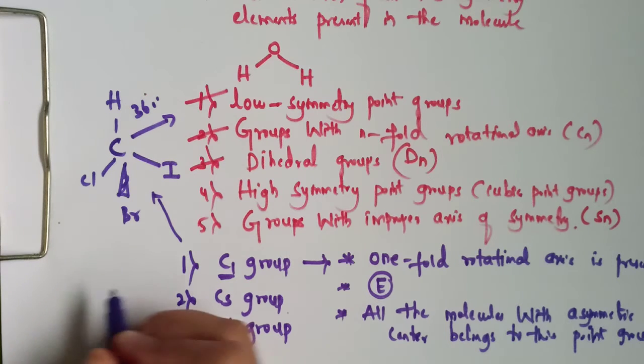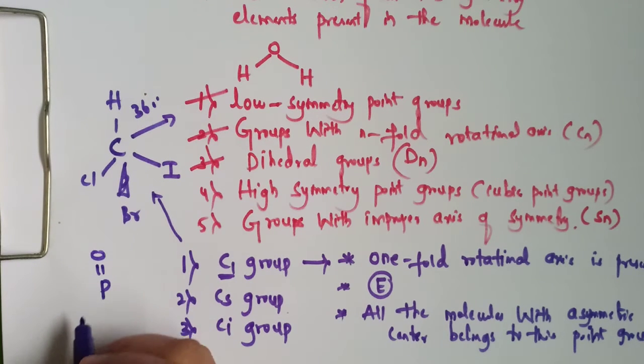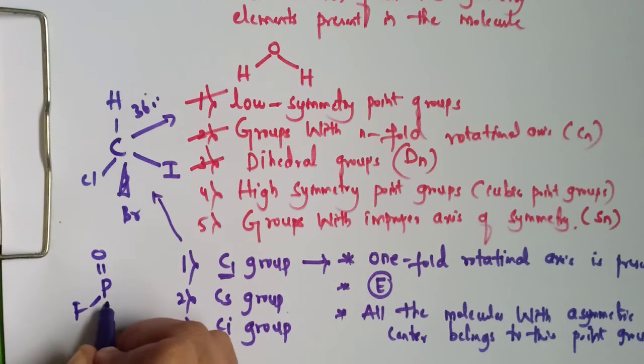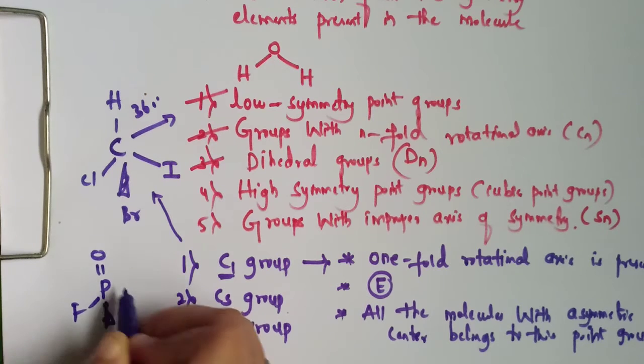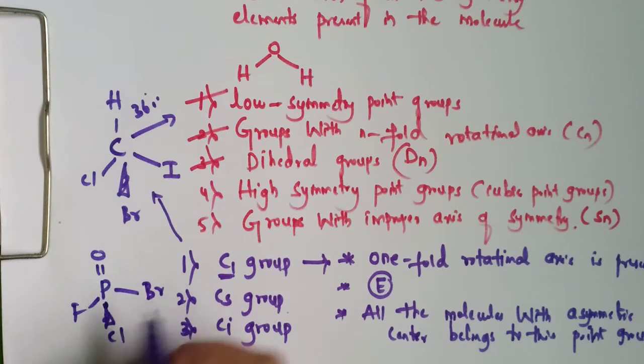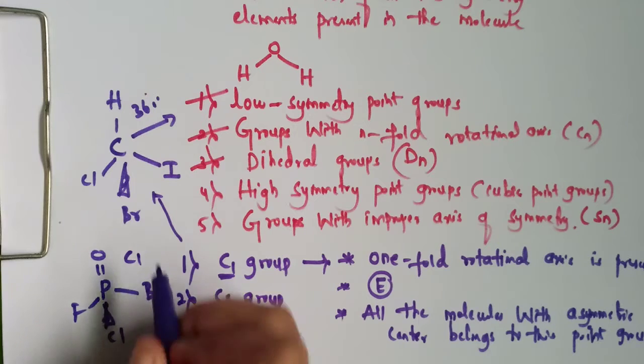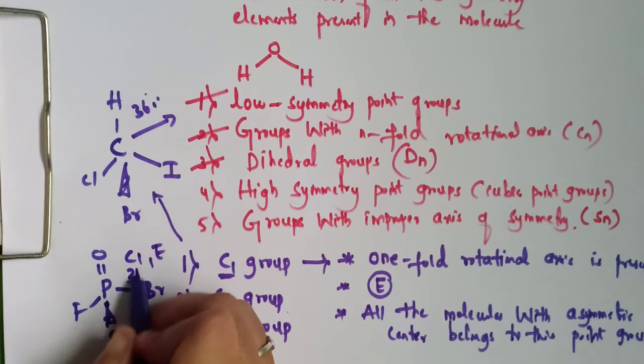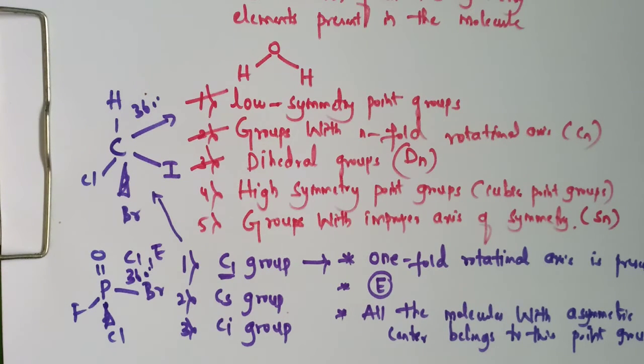Let's take another example. This is POFClBr. This P has all different atoms, so it also has an asymmetric center. So it also has only a one-fold rotational axis of symmetry, that is only C1 is present, that is identity. We rotate the molecule by 360 degrees to get the original configuration. This is about the C1 group.